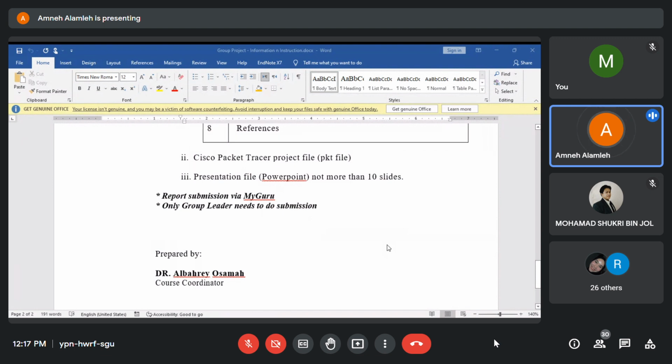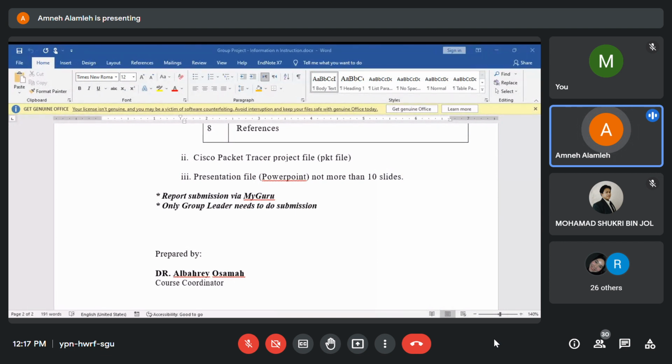So each group, you have to arrange yourselves and divide yourselves into groups. Each group contains 4 students. One of them is the leader, and the leader has to submit the 3 files described in the project file.